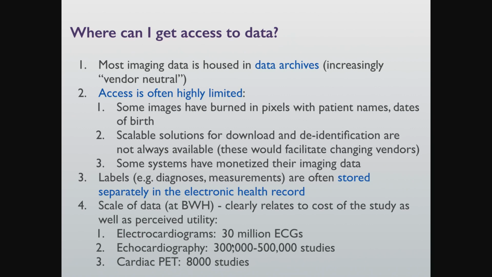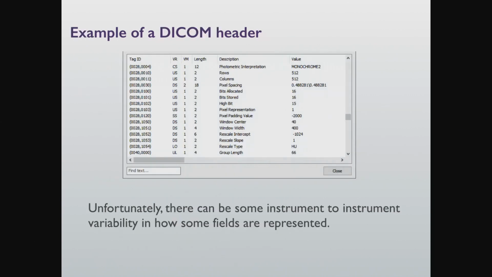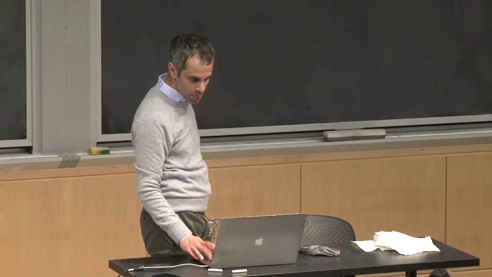And this is all related to cost. For positron emission tomography, you can get about 8,000 or so, and we're one of the busiest centers for that. Echocardiograms are in the 300,000 to 500,000 range archived, so that gets a little bit more interesting. OK, so what a DICOM header looks like: you have some identifiers, and then attributes of the images, patient name, date of birth, frame rate, these kinds of things. There's some variability, so it's never quite easy.